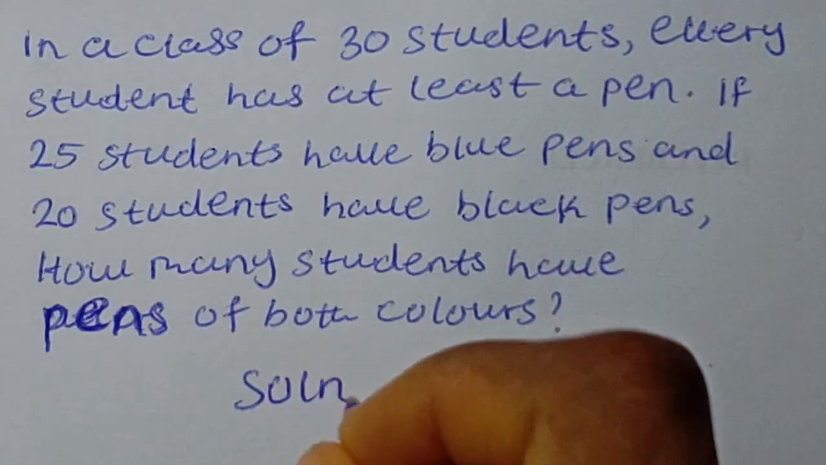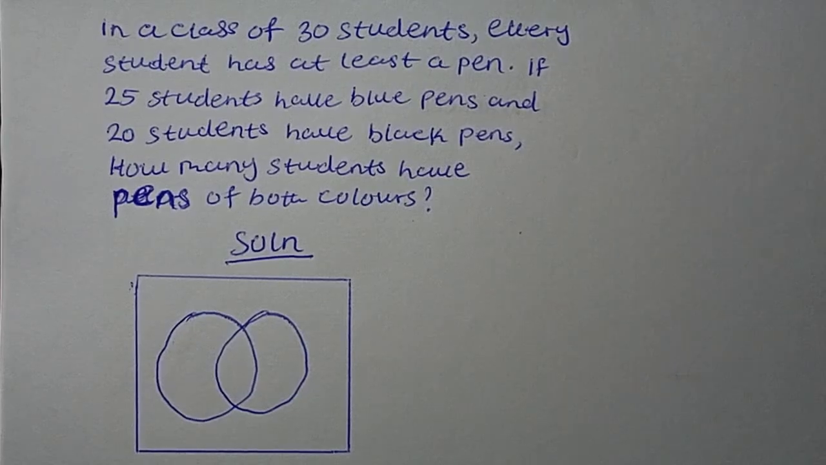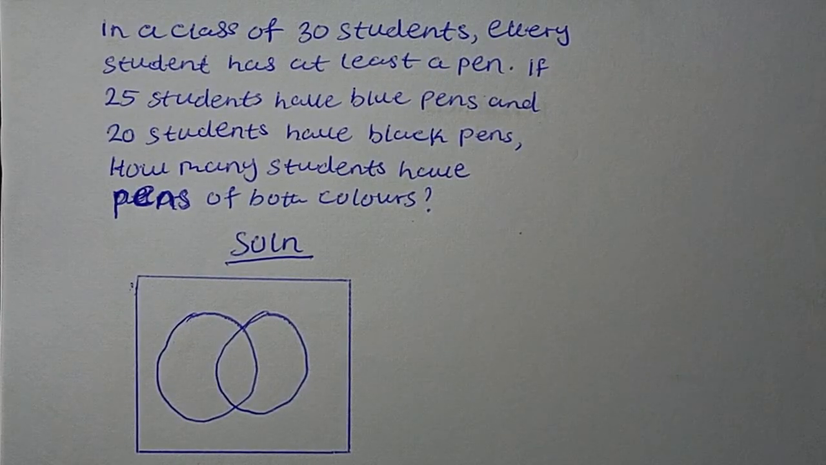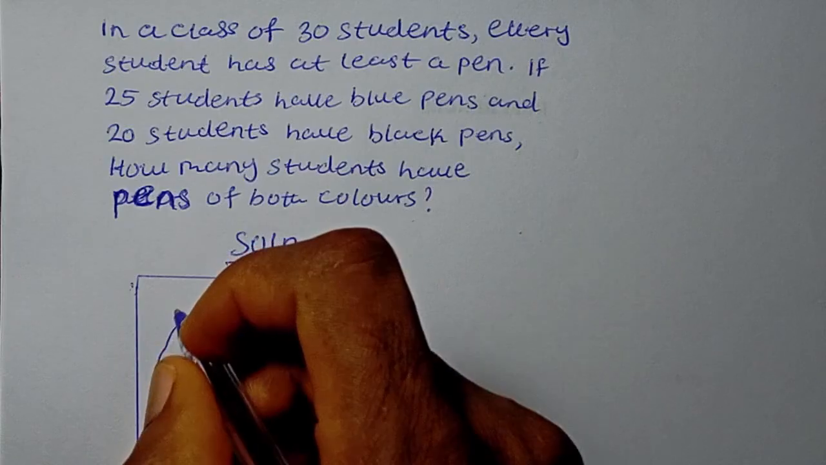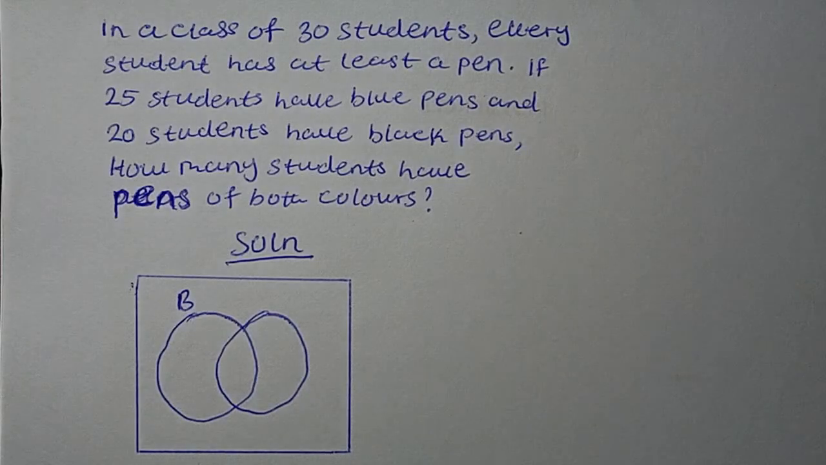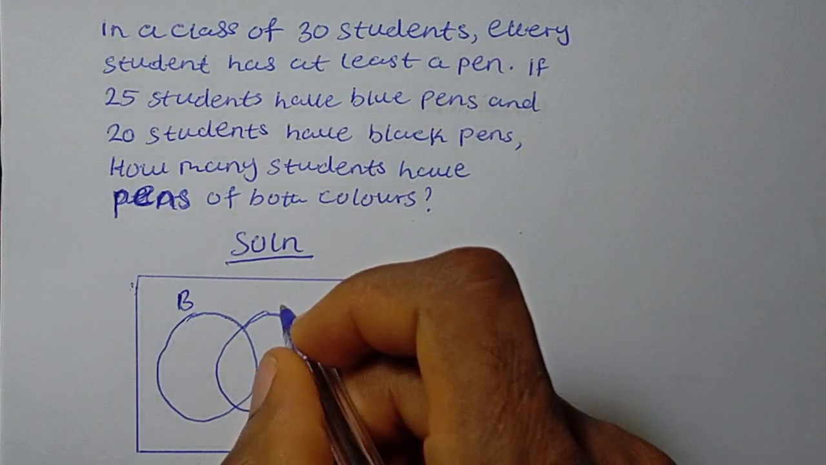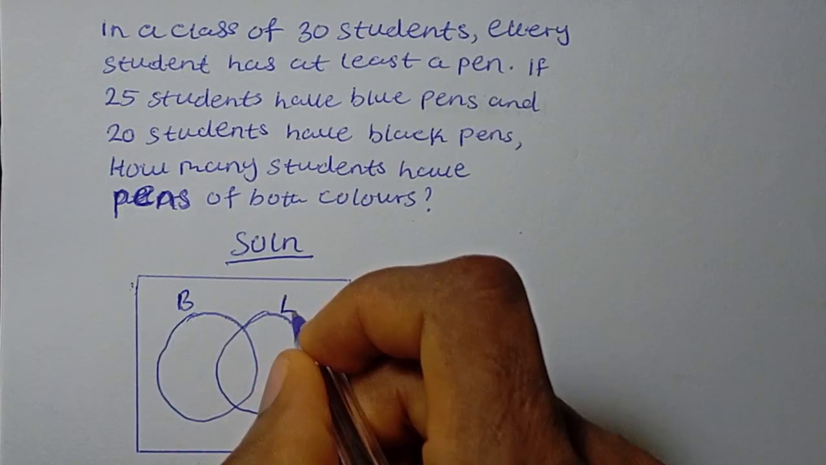Now the solution. First, we draw a Venn diagram. According to this question, we have two categories of students. First, students that have blue pens, we call them B. Then for students that have black pens, let's call them L.